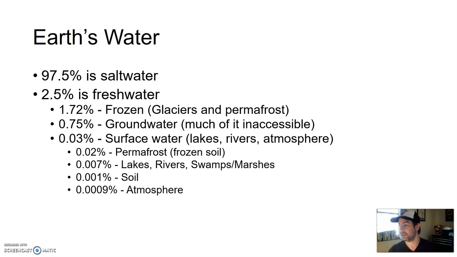0.001% is soil. And 0.0009% is the water in the atmosphere. And then 0.00008% is the amount of water in all living things. Again, what I'm trying to say is there's not a lot of fresh water to go around. Most of it's frozen or deep underground, inaccessible.